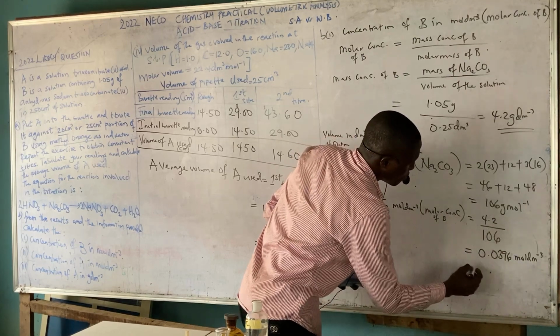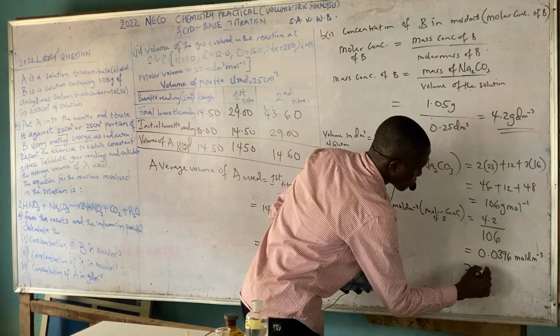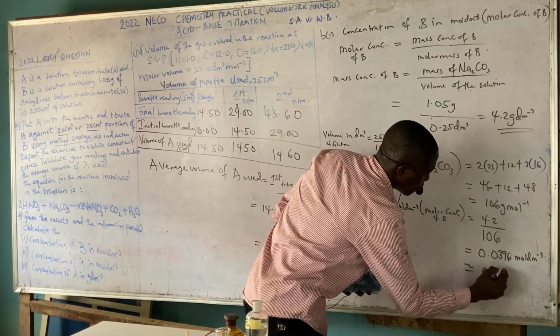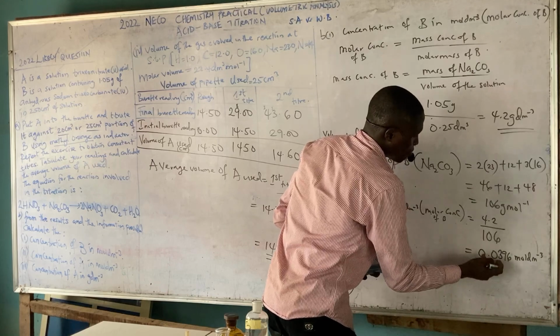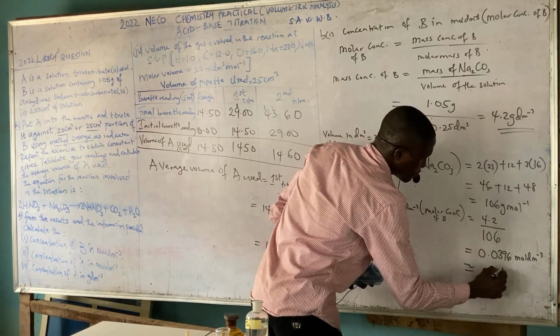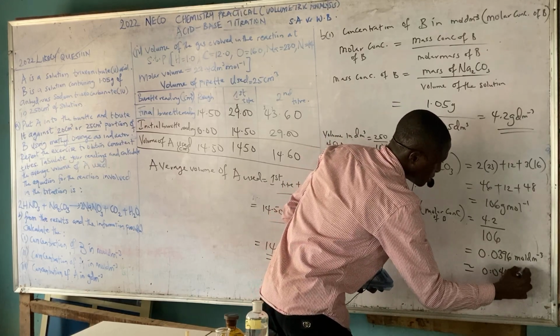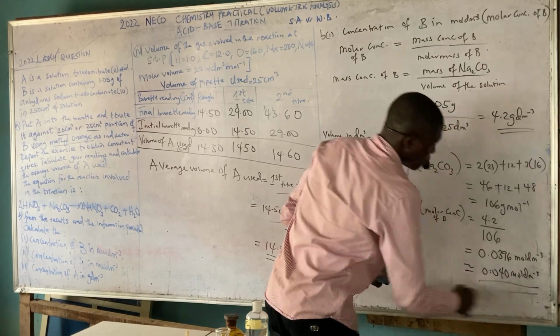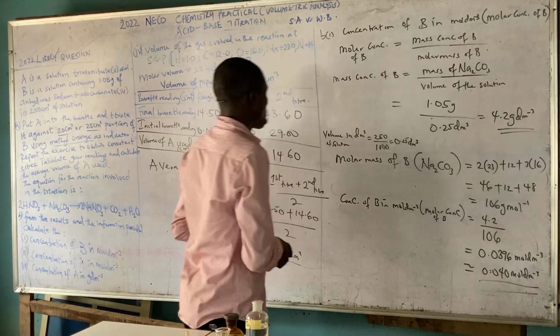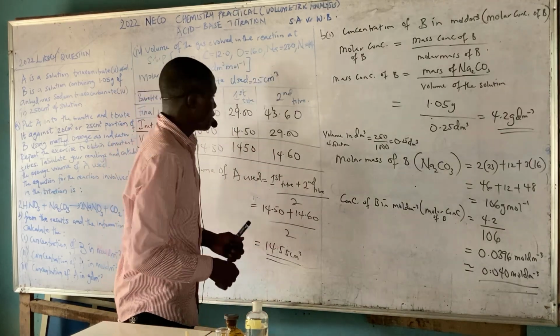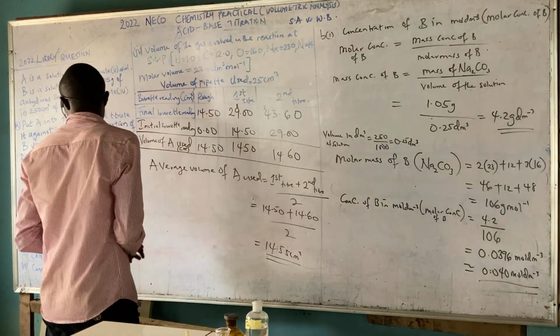Now 6 to 9 gives you 10. 10 to 3 gives you 0.040 mole per dm cube. So that's that about the first question. So now that's the first question for the calculation.